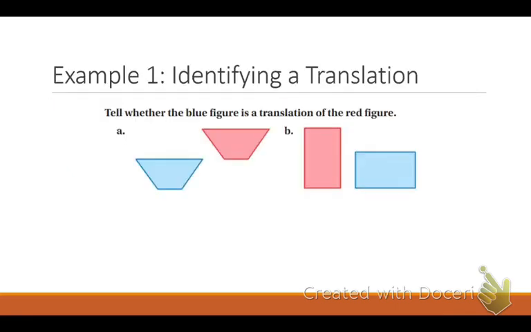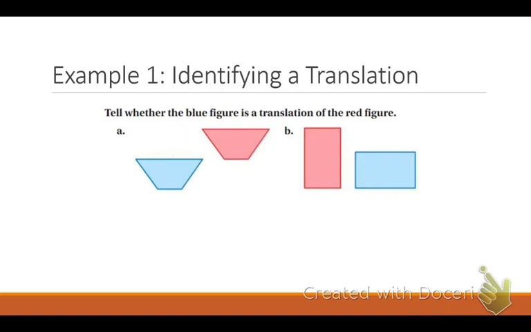Okay, so in example 1, we're going off of the definition. It says, tell whether the blue figure is a translation of the red figure. So from red to blue, does it meet the criteria? Did it slide but not turn? And did it stay the same size from red to blue?